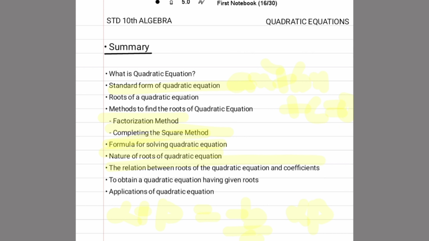The next thing which we learned is how to obtain a quadratic equation having given roots. When we know the roots and we have to find the equation from that, we learned the expression, that is x square minus (alpha plus beta) into x plus alpha into beta is equal to 0. Now alpha and beta are the roots of the quadratic equation and we know them, and we just have to find the value of alpha plus beta and alpha into beta and substitute these values in the expression and get the required quadratic equation. So this is what we learned in this topic.